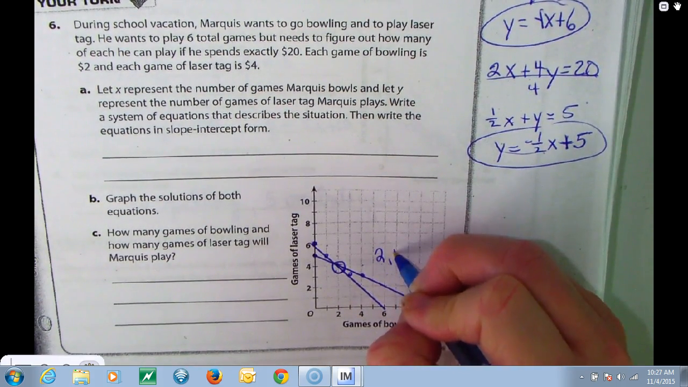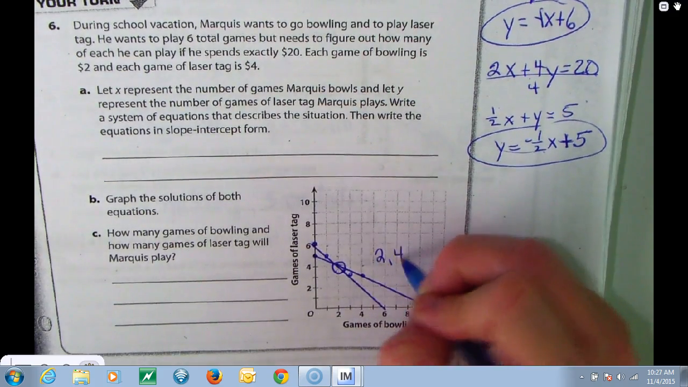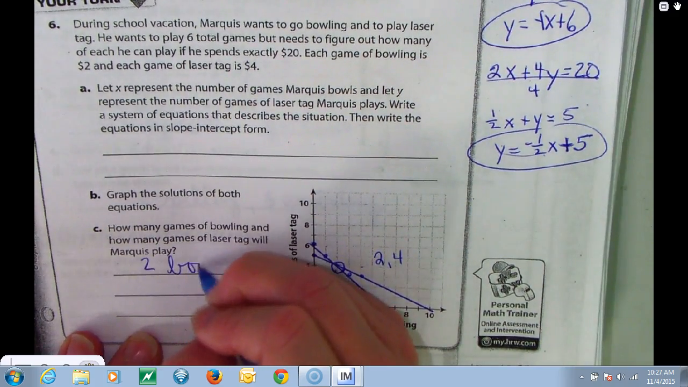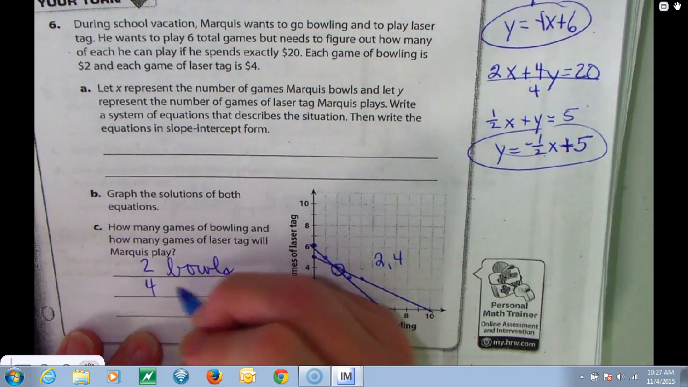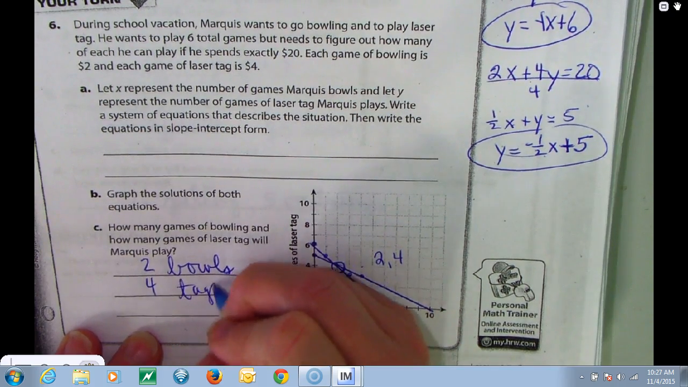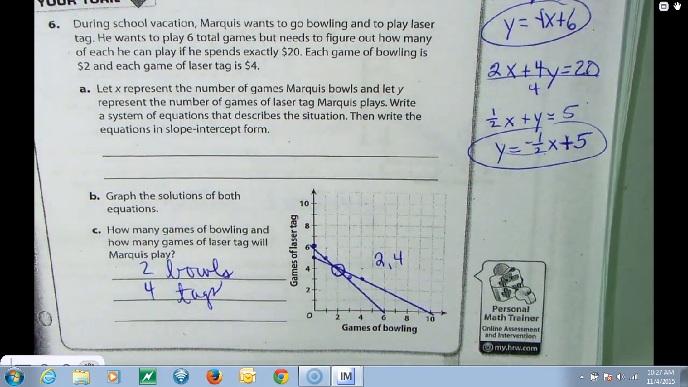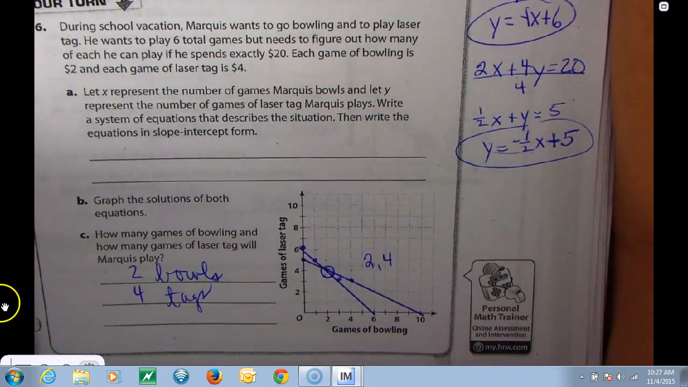2, 2, 4. So 2 bowling, and 4 laser tag. We got it? Good. Thank you. You were really good today.